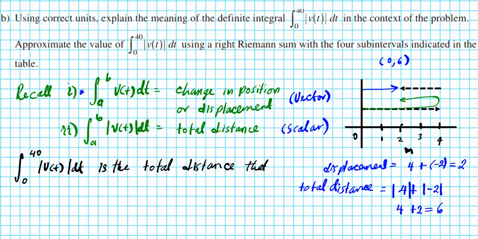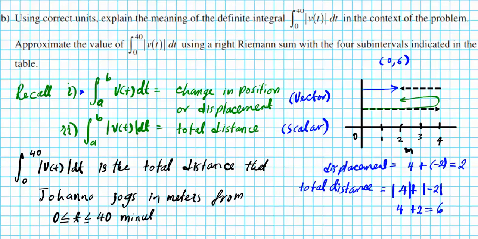that Joanna jogs in meters. Okay, that's the unit for distance, in meters, from 0 less than or equal to t, less than or equal to 40. What's the unit of time? Minutes. All right, so this is the meaning of what this integral expression is saying.